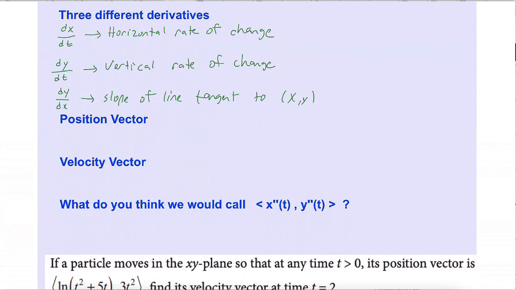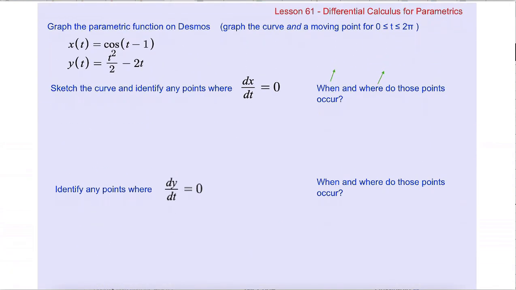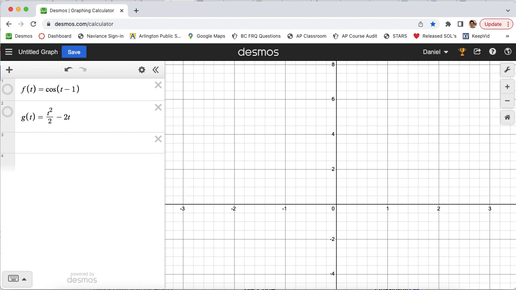We'll look at an example, and if we have time, we'll come back to those vectors at the bottom there. So here is a parametric function. X of t is cosine of t minus 1, and y of t is t squared over 2 minus 2t. Take a second to type that into a Desmos screen. I've got it up here.